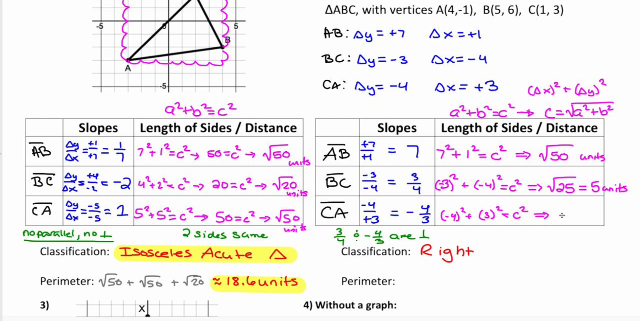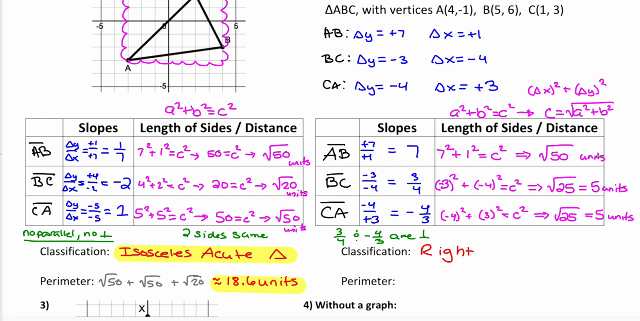And we're going to solve for c, so we will take the square root. Negative 4 squared is positive 16, plus 3 squared is 9. 16 plus 9 is 25. And again, the square root of 25 is, in fact, 5 units.